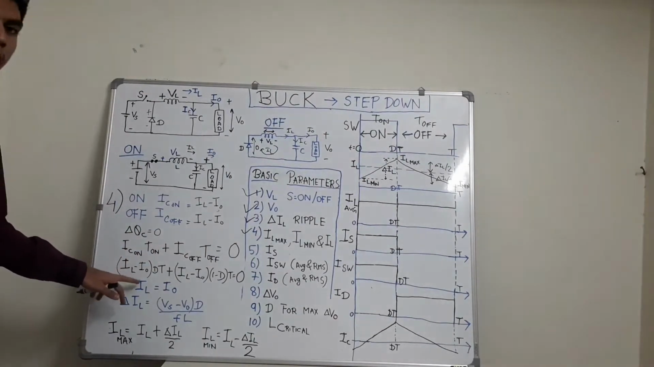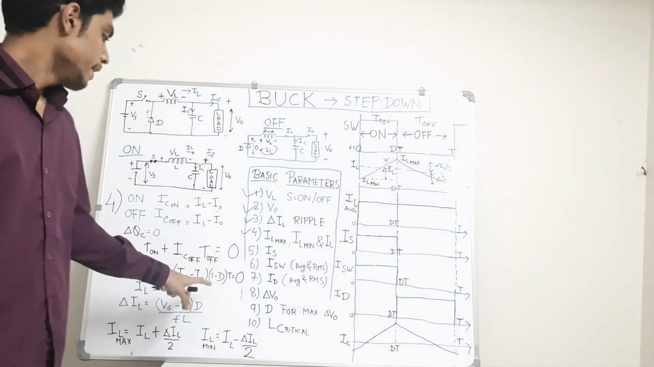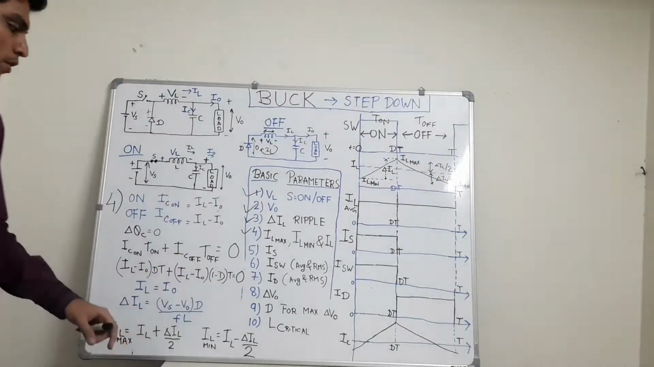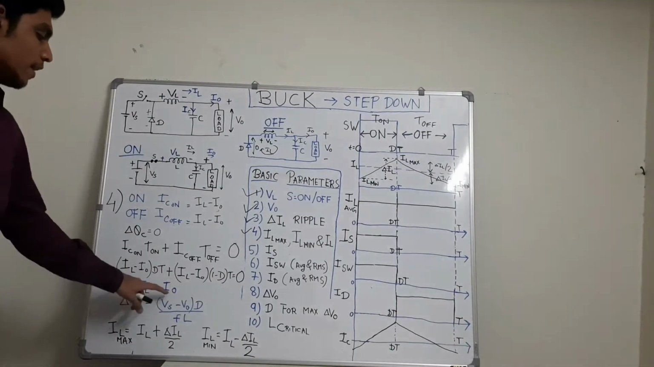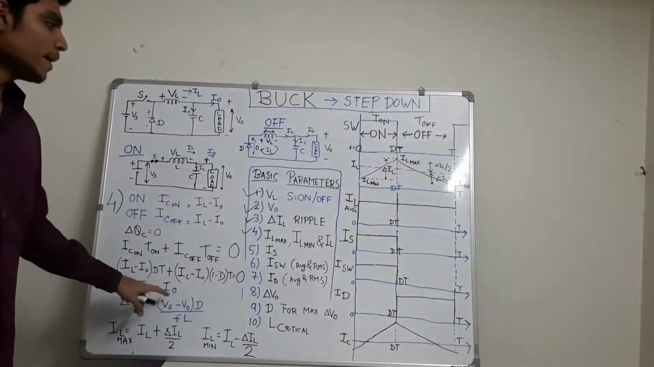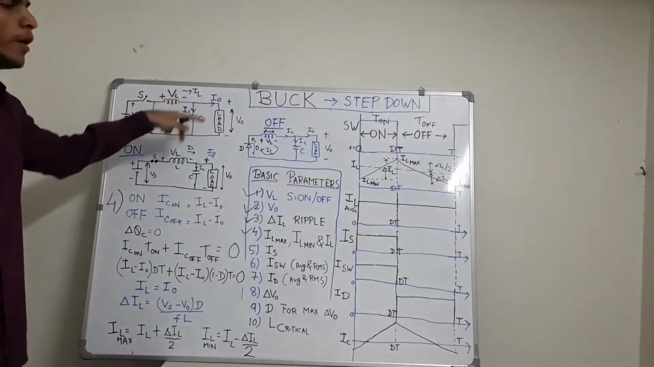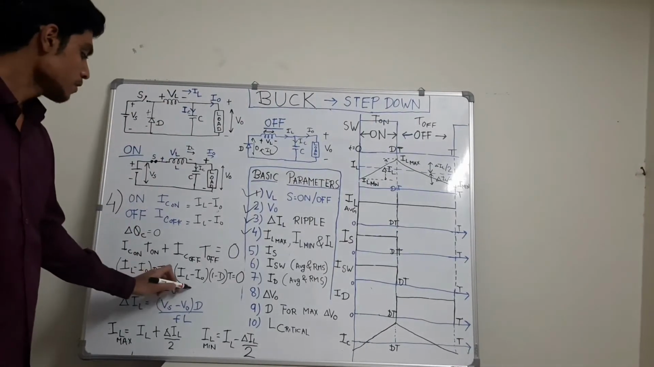So (IL minus I0) into dT plus (IL minus I0) into (1 minus d)T equals 0. Hence by solving this equation, we will get IL, the average value of inductor current, equal to I0, or equal to load current for the buck converter. That's a very important result.